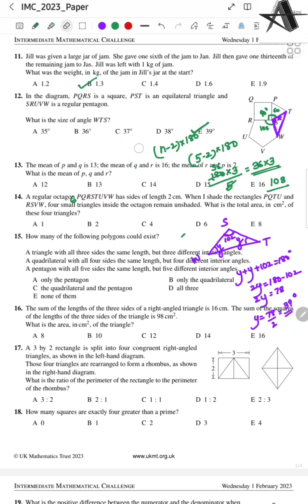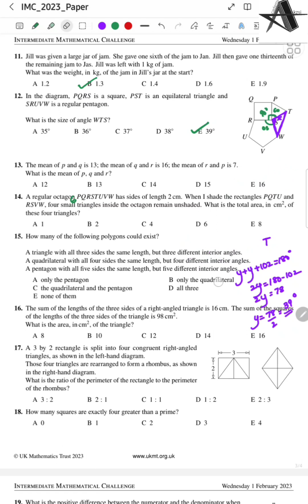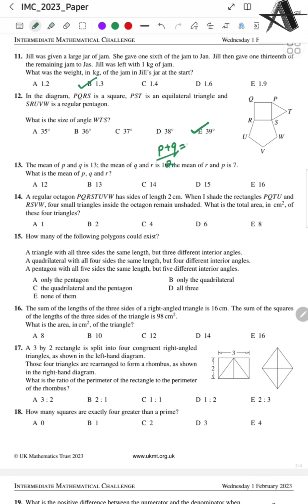Moving on to the next one. The mean of P and Q is 13. The mean of Q and R is 16. The mean of R and P is 7. What is the mean of P, Q and R? See, mean of P and Q is 13. That means P plus Q over 2 is 13. On cross multiplying, I'll get P plus Q is 26.